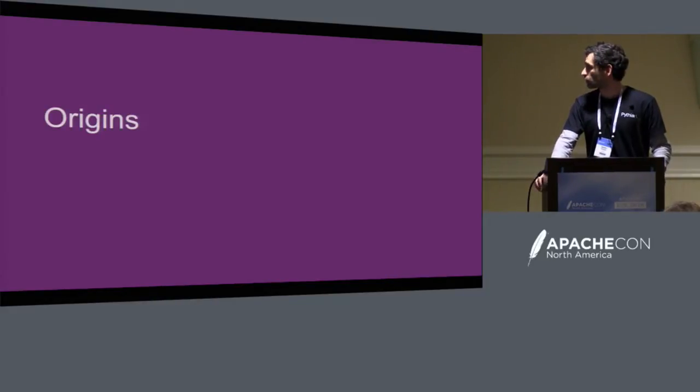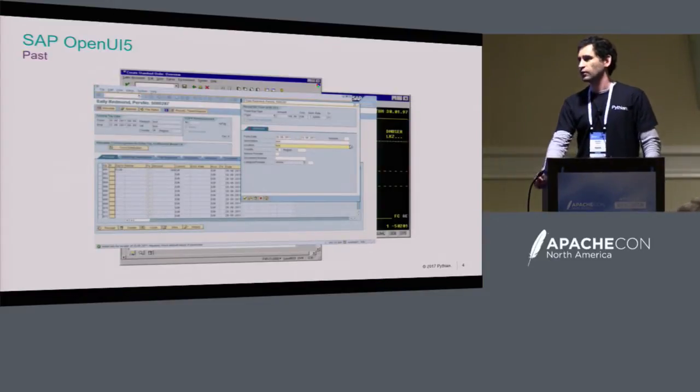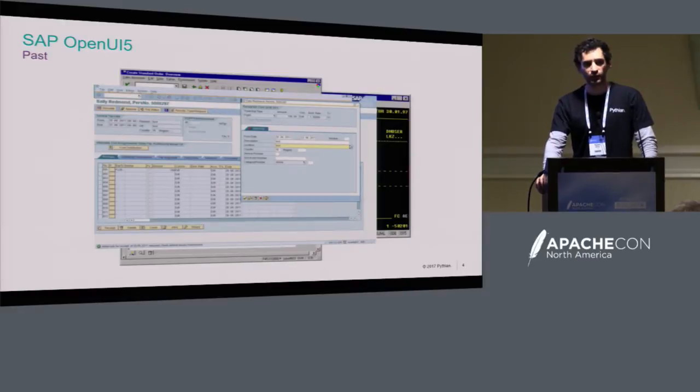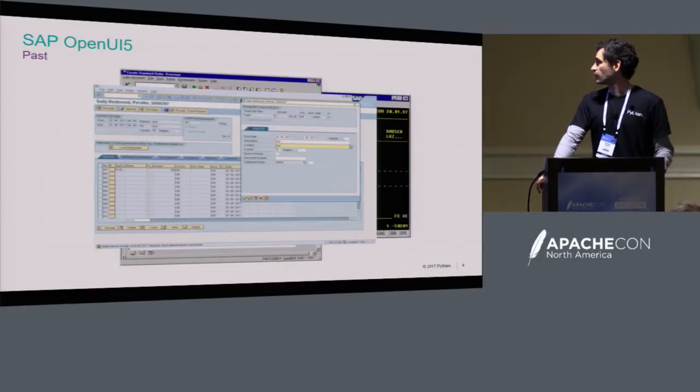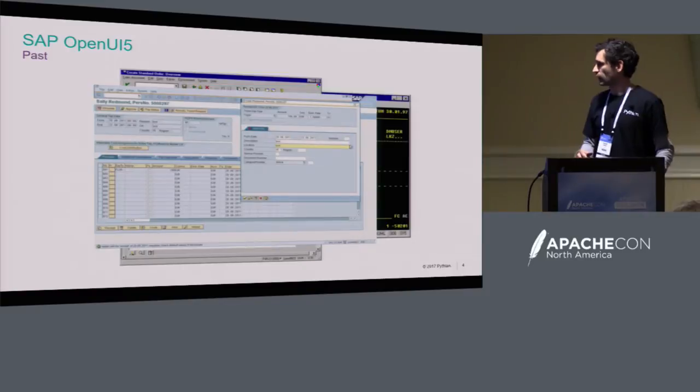So let's start, and I will start talking about OpenUI5. Has anyone had an experience with SAP? So basically, SAP is one of the leading ERP systems, a German one, and while it is very, very robust, you can integrate every single feature of a company inside it, from finance to human resources, logistics, material management, etc.